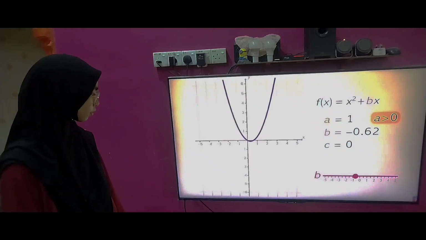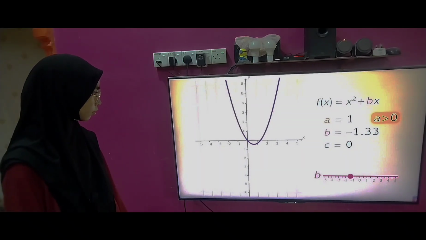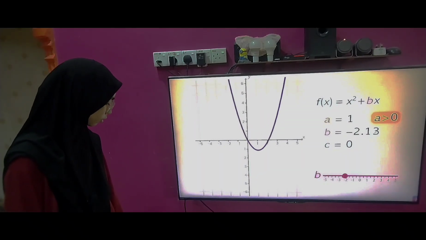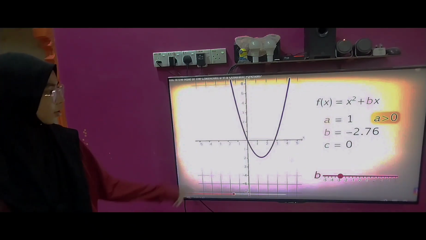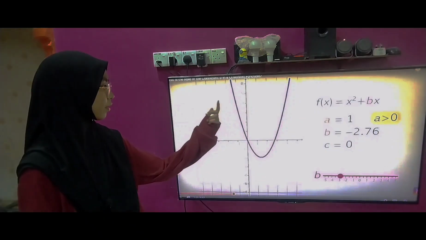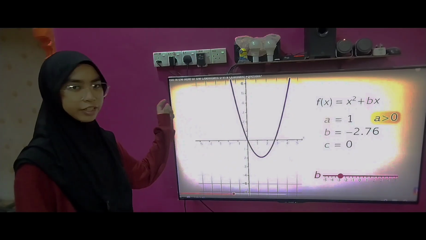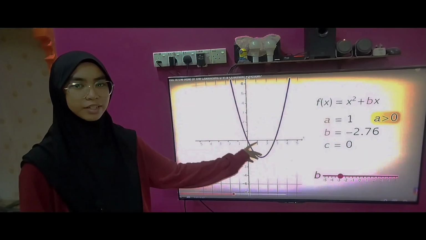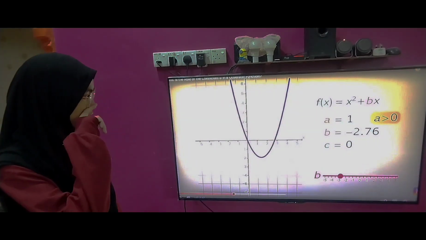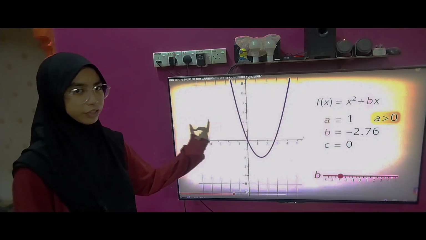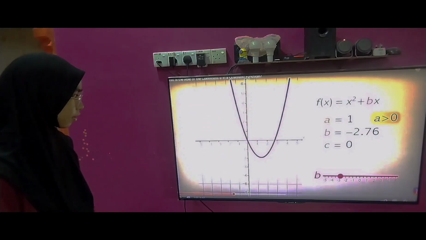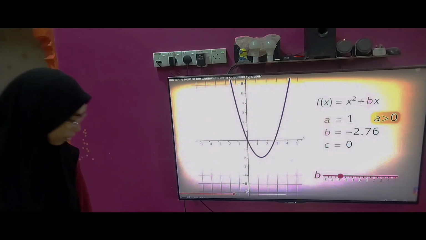The graph shifts to the right. Again, the opposite direction of what may feel intuitive. As you can see, when your value of B is negative, it will shift to the positive side of the x-axis. So it's the opposite. When your B is negative, your graph will shift to the positive side of the x-axis.